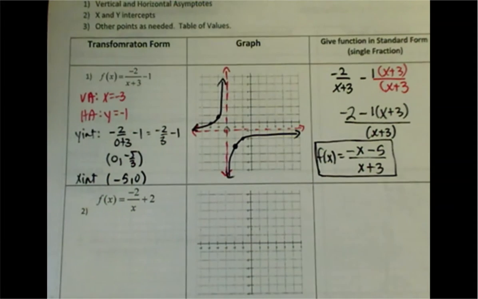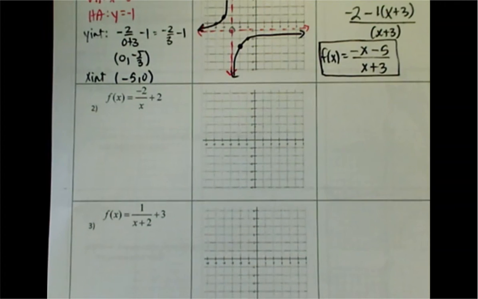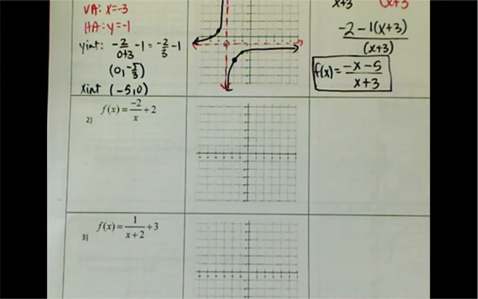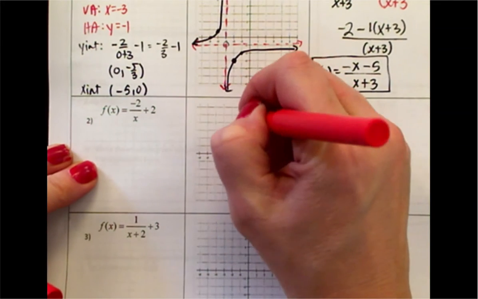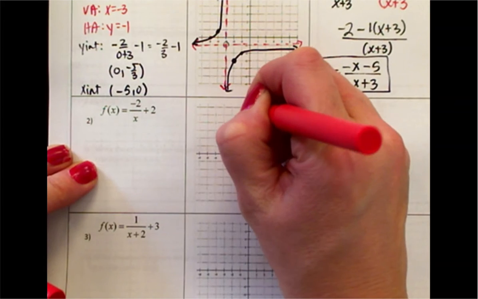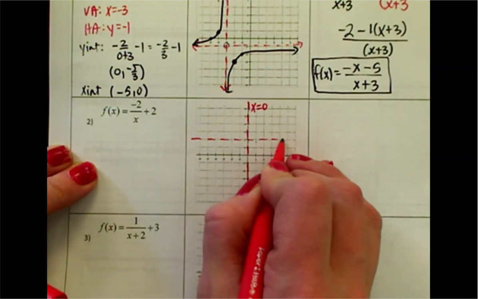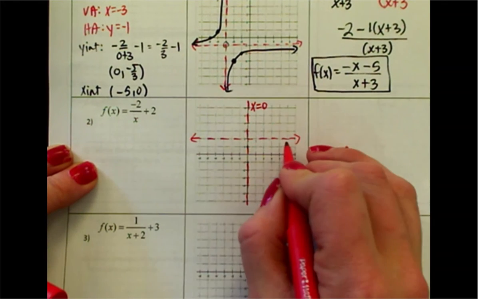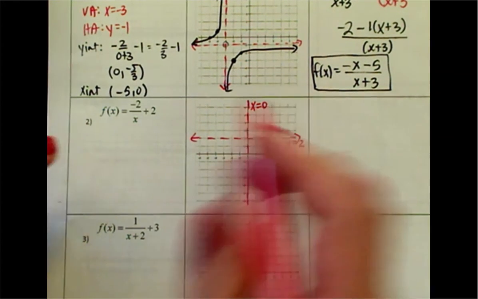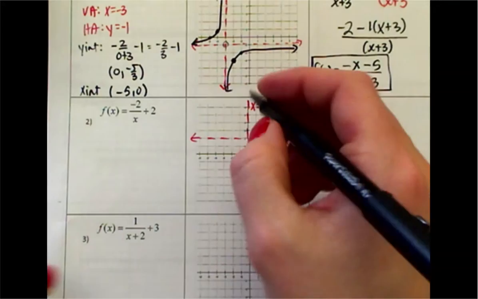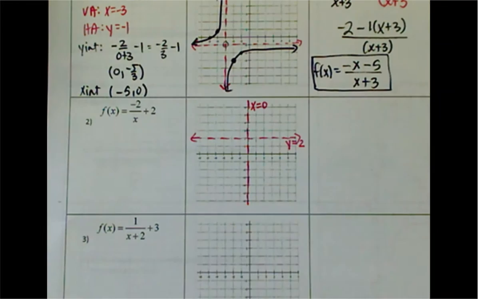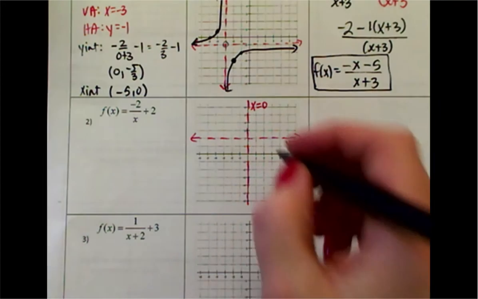We're going to do question 2, so you can check your work. To speed it up, I'm just going to start drawing it. Vertical is x equals 0. Horizontal is y equals 2. The a value is -2, so it's actually going to be a very similar shape, just centered somewhere else.